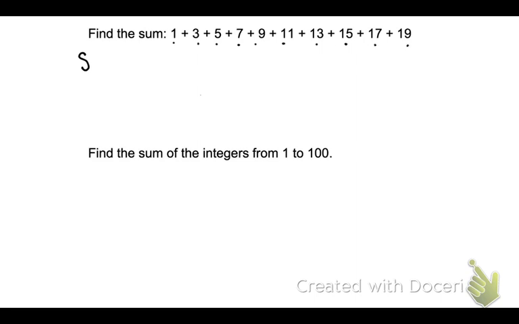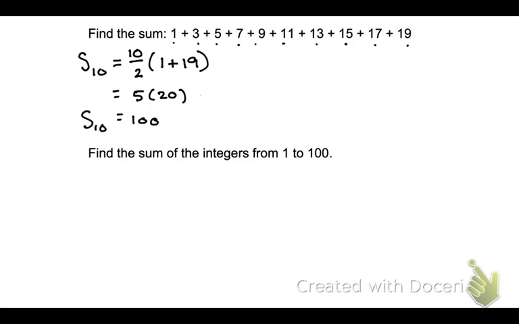Okay, S sub 10. So we have 10 over 2 because we're going to pair them, right? First term is 1, last term is 19, and obviously if 19 was negative, it wouldn't be plus, it would be minus. And so we've got, what, 5 times 20? So we have a 100. So the sum of these 10 terms is 100.